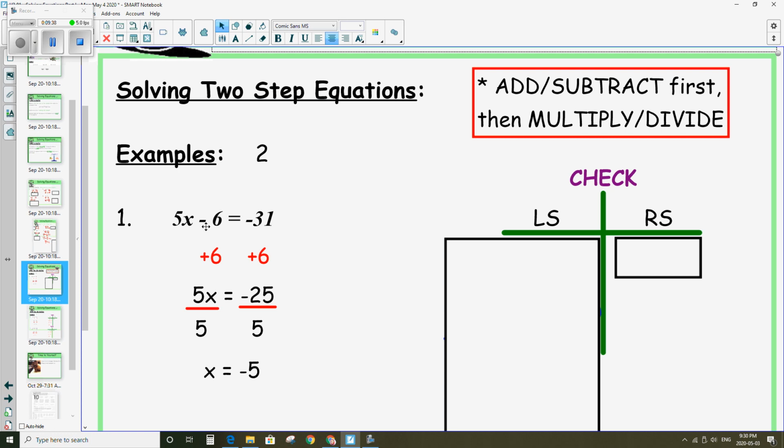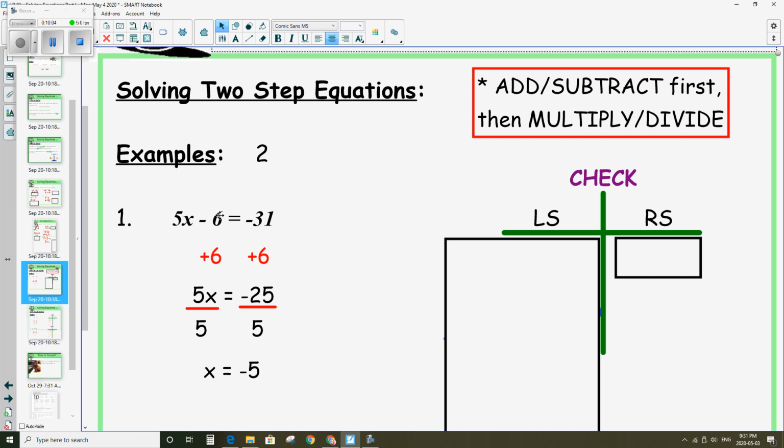So what I did is I have 5x minus 6 equals negative 31. We're going to work on the left-hand side because that's where the letter is, and that's what we want to isolate. We want the x by itself. So we need to get rid of the negative 6, and we need to get rid of the 5. The 6 is being subtracted from 5x, so it says add and subtract first. I'm going to take care of that. So I added 6 to both sides, okay, in the first step.